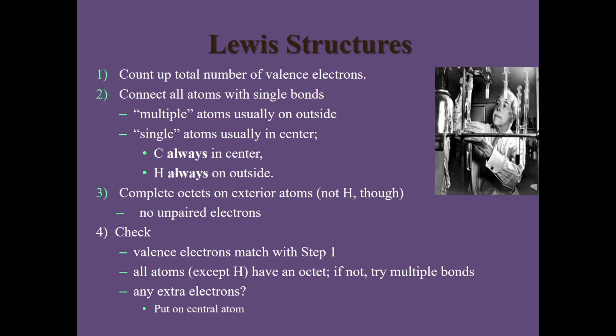I would write that down. Lowest electronegativity goes in the middle. Carbon always goes in the center. There's no exceptions for that. And hydrogen always goes on the outside. And then you complete the octet on the exterior atoms, with the exception being hydrogen because it only has 2. And you should have no unpaired electrons.